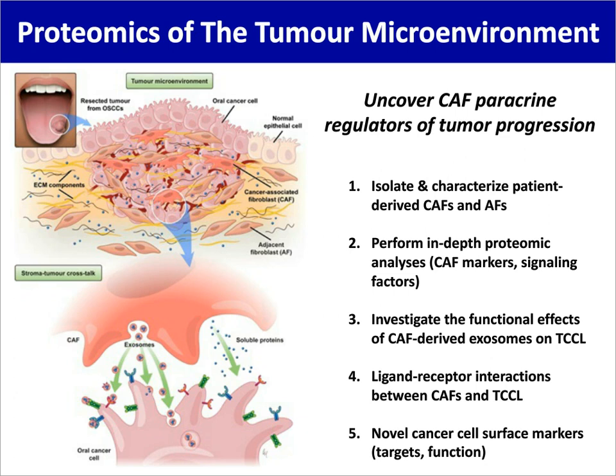We then performed in-depth proteomics on these matched patient-derived cell types to identify CAF markers, for example something like alpha-SMA, and I'll come back to why that could be important later, as well as signaling factors with a particular focus on exosomes and their protein cargo, as well as soluble secreted proteins that could interact with resident tumor cells. We then used functional assays to investigate what the treatment of tongue cancer cell lines with exosomes or soluble molecules results in, what type of phenotypic changes result.